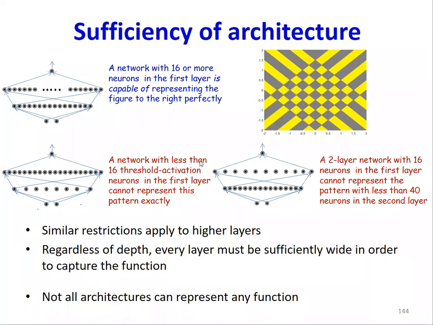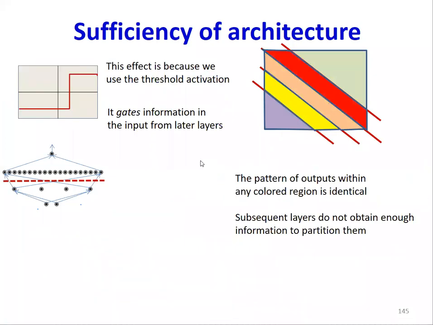Now, why is that a problem? The problem is because we use the threshold activation. Now, the threshold activation, as many of you pointed out, gates information. So basically, if I have 4 neurons in the first layer, it's going to partition the input into some 5 regions of this kind. But within each region, you're not going to be able to distinguish between one point in the region and the other point in the region. So subsequent layers do not obtain enough information to partition this data further.